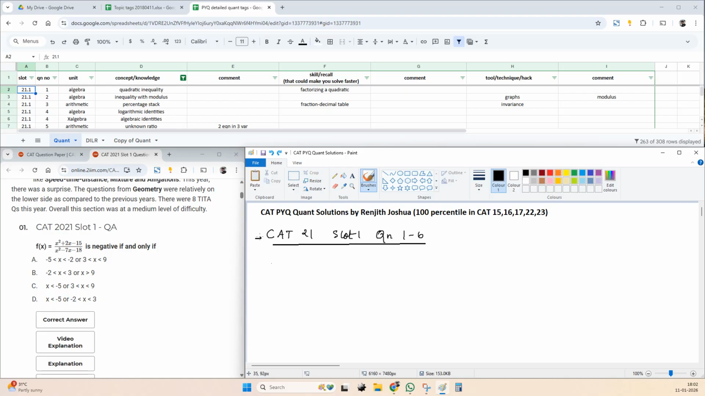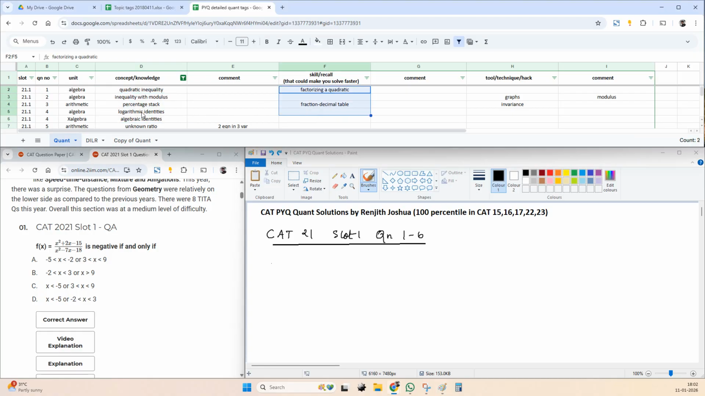Starting with CAT 21 because after that paper was released, I did a small thing where I tried to tag questions at concept level, at general problem solving principle level, and things that you can do to become faster, the speed math trainable elements within a question. I'm planning on doing 25 next, the most recent CAT.